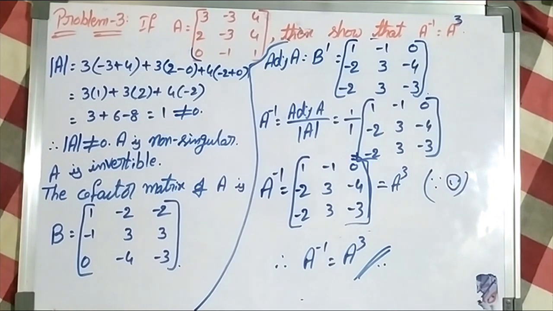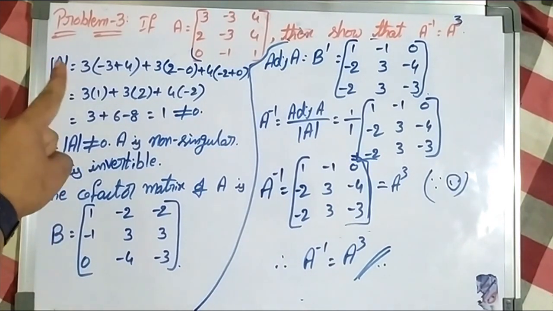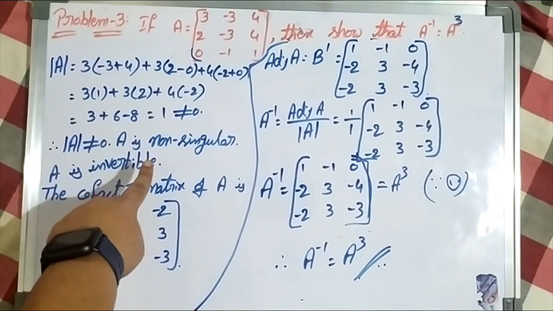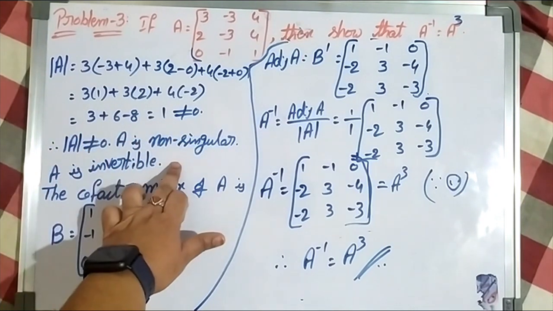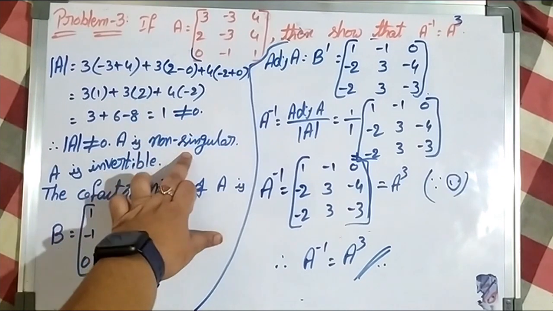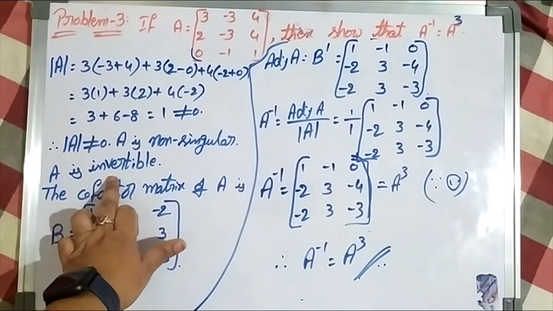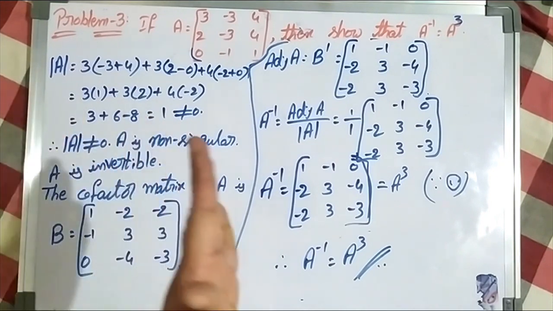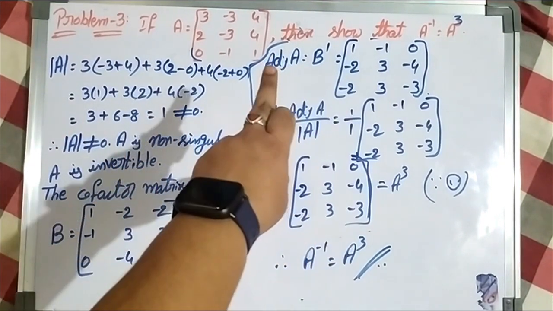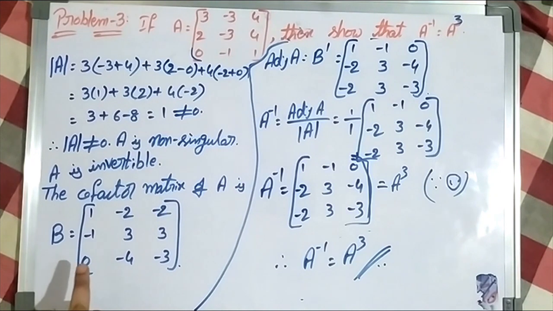To calculate A inverse, first we check whether the given matrix is a singular or non-singular matrix. For that, first we calculate the determinant of A. If the determinant of A is equal to 1 in this problem, which is not equal to 0, then the given matrix is a non-singular matrix. If a given matrix is non-singular, then it is invertible. If the given matrix is invertible, then we can directly calculate the adjoint of A. For finding the adjoint of A, first we calculate the cofactor matrix of the given matrix.